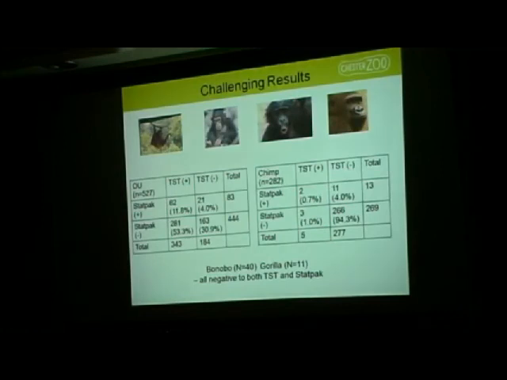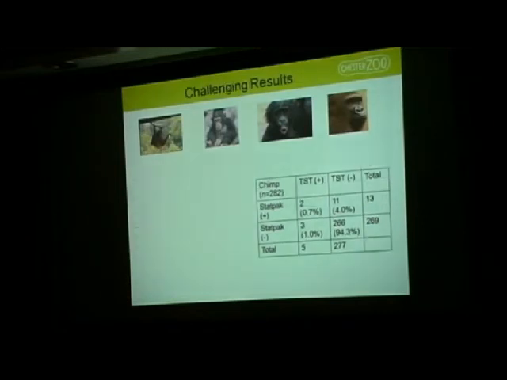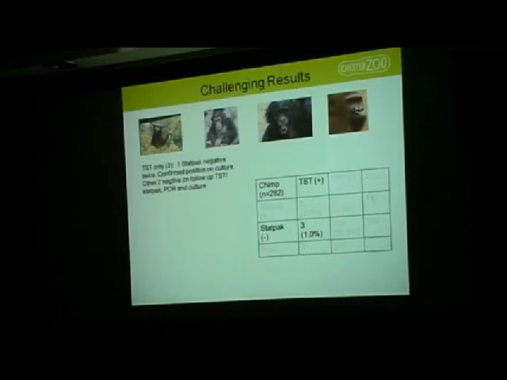So, I'm going to go through some of the results because they are very challenging. I'm only going to do orangutans and chimps, because the bonobos and gorillas all came up negative, and the numbers you can see there are quite small. If I just look at chimpanzees first of all: out of 282 chimpanzees tested, only 3 of them came up with positive skin tests, and they were skin tests only.